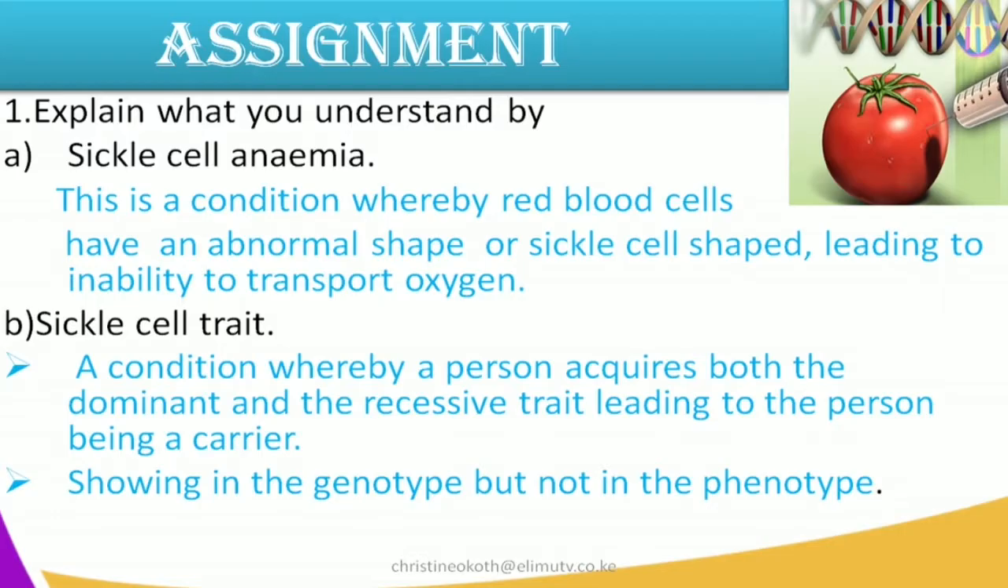The genetic makeup will show that the gene is defective, but when you look at the person physically, that is the phenotype. Remember, we described the phenotype as the physical appearance of an organism. So on the outside, you're not going to detect if this person is sickle cell affected, but on the inside, the genetic makeup shows that this person has a defective gene, therefore this person is a carrier.